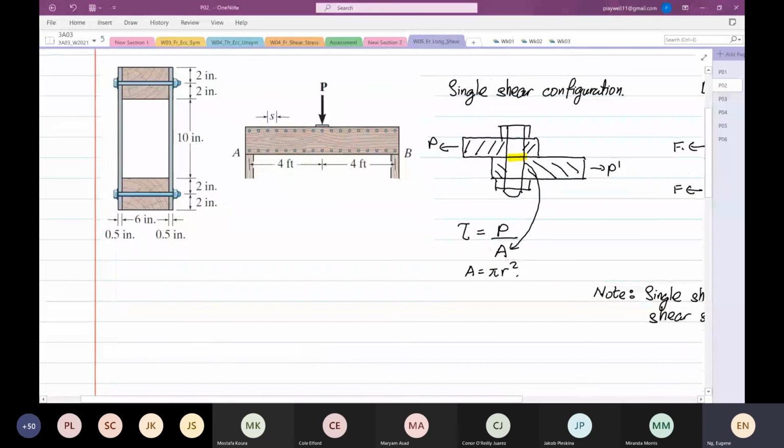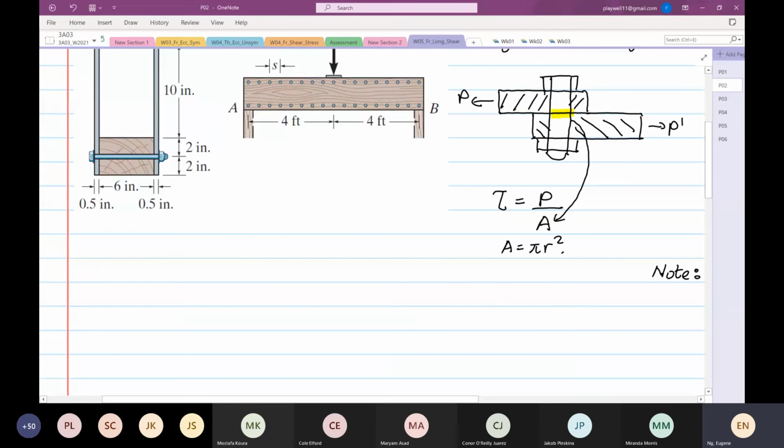Okay. So now let's look at the failure modes. Okay, there are three possible failure modes. Okay, so you see now, right?